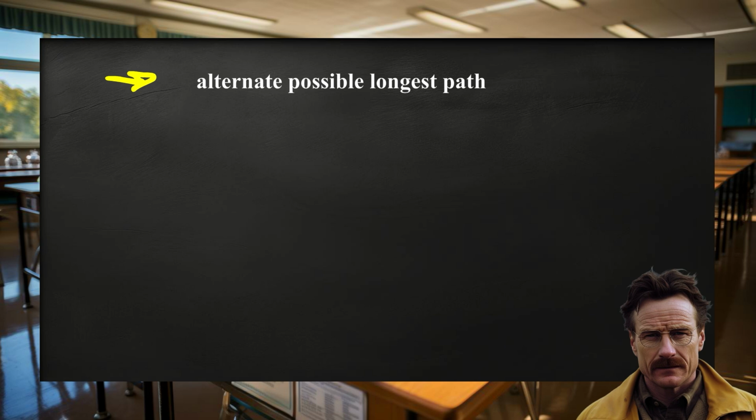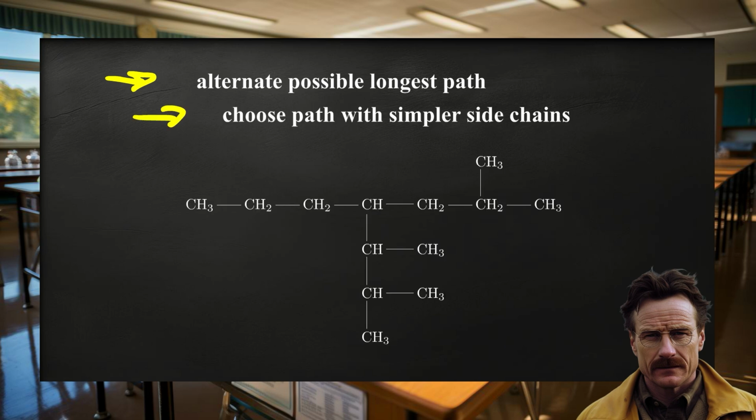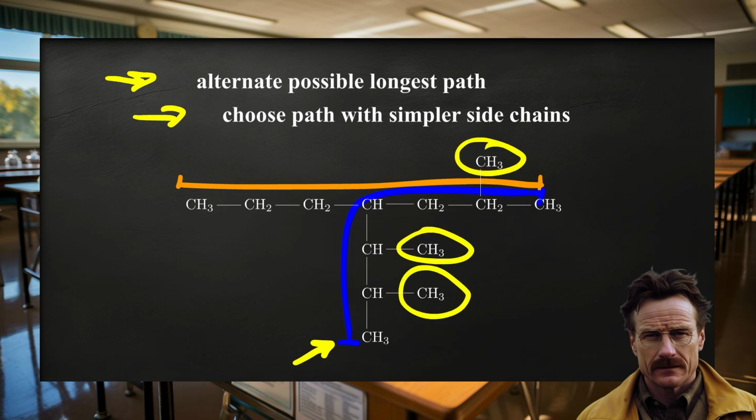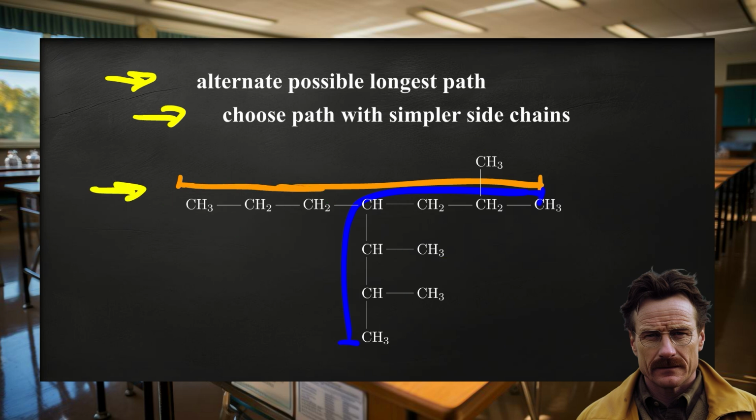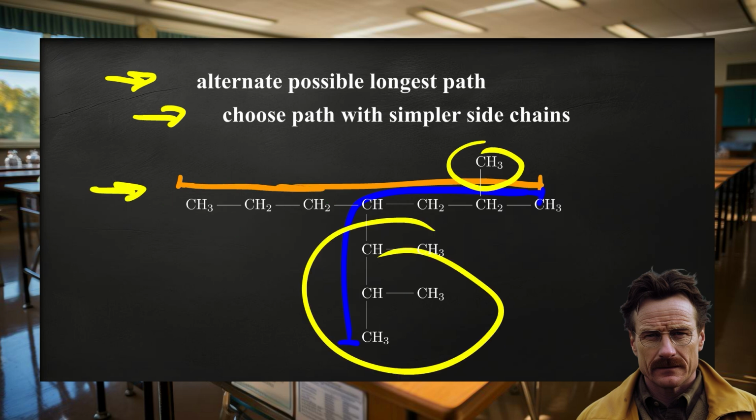Excellent work, Jesse. Sometimes when we look at molecules, we see that there is more than one possible longest path available to us. If this is the case, we want to choose the path that will give us the simplest side chains. With this molecule, we can take 2 paths that would give us 7 carbon parent chains. So the parent is heptane. But which path do we choose? We choose this path. This path gives us 3 methyl side chains and a propyl side chain.